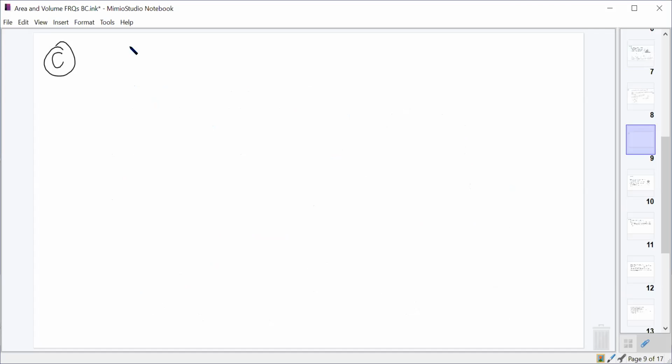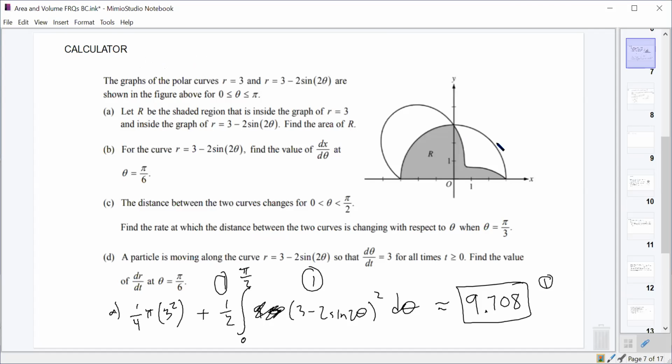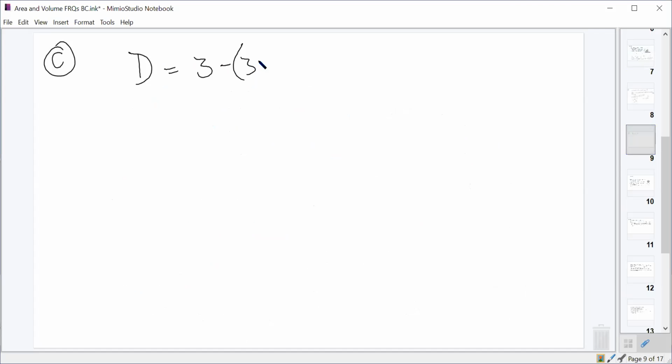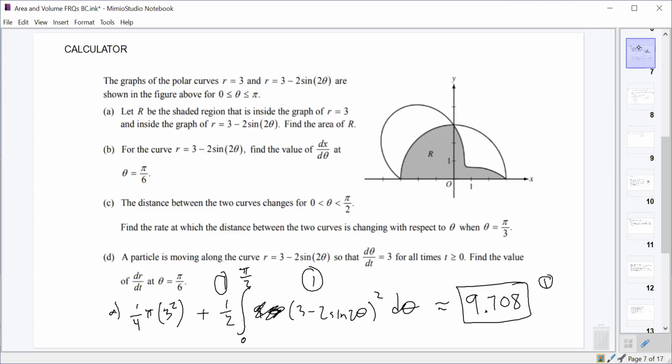So we'll call it capital D for distance. The distance ought to be the outer function, which was just 3, just the circle, minus the inner function. So minus the quantity 3 minus 2 sine 2 theta, which is 2 sine 2 theta. And what did it ask us to do about that? It just said find the rate at which that distance is changing. So we'll just take the derivative of that with respect to theta.